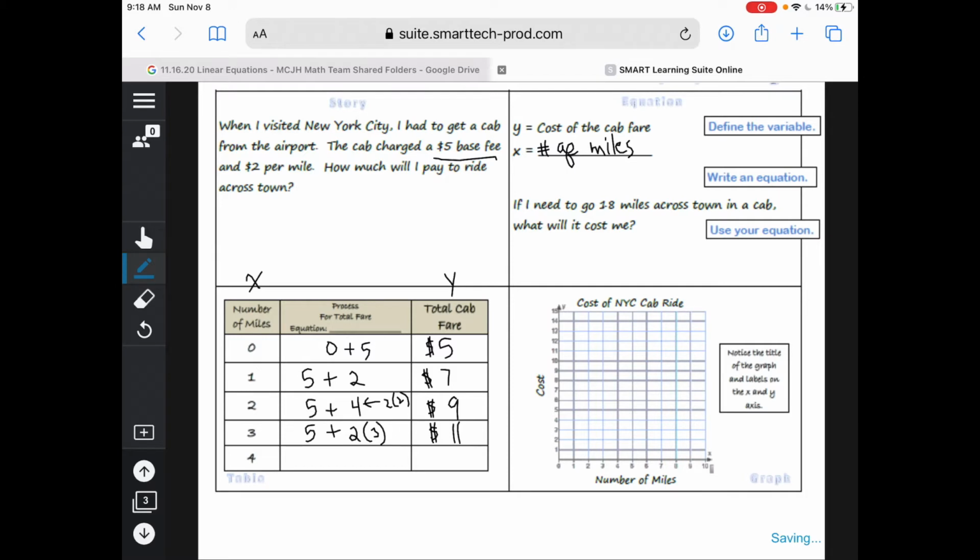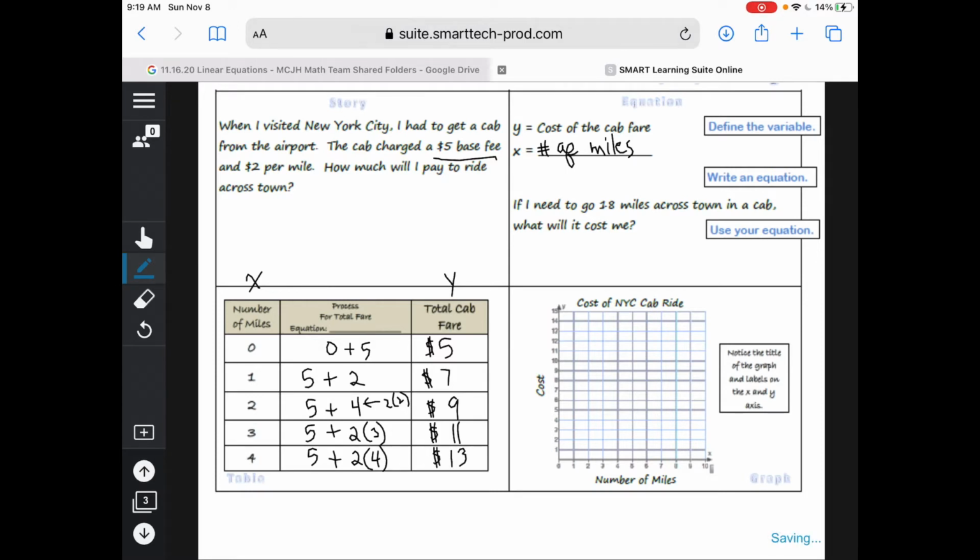And then we have the number of miles is 4. Well, we had a base fee of 5 plus $2 per mile, which is 4 miles. 2 times 4 is 8. Plus 5, you get $13.